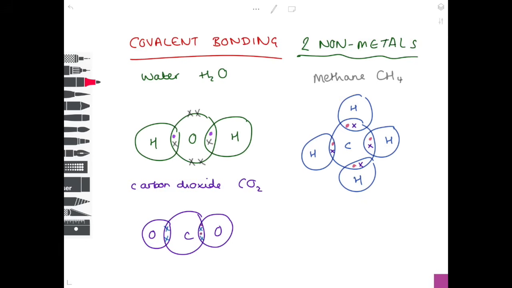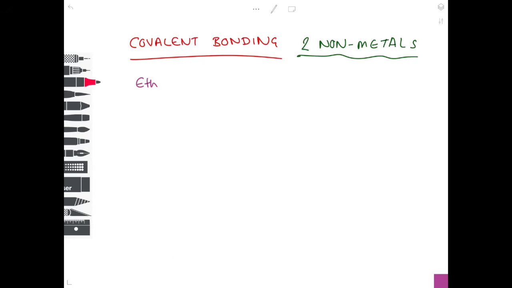So 1, 2, 3, 4, 5, 6. 1, 2, 3, 4, 5, 6. And they both need to have 8 electrons to be full. So carbon has 8 electrons as 2 shared pairs, and oxygen has 8. So that is correct. The most difficult example you could be given is ethene C2H4.